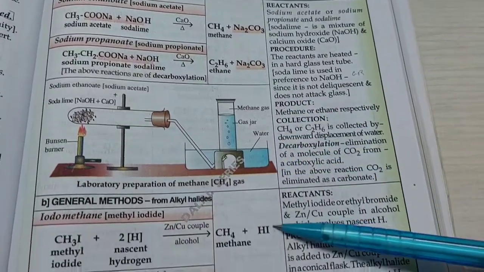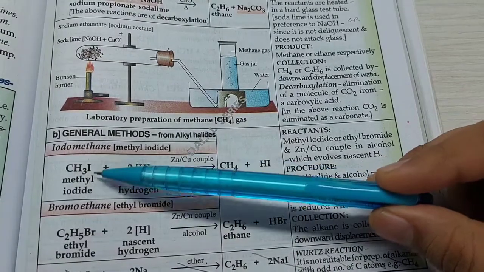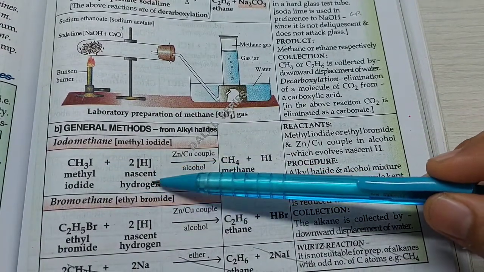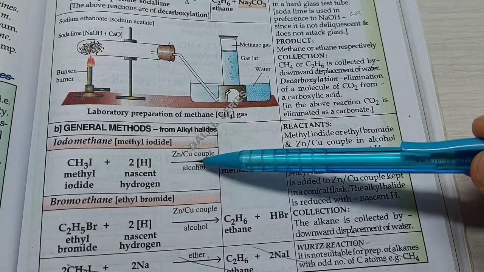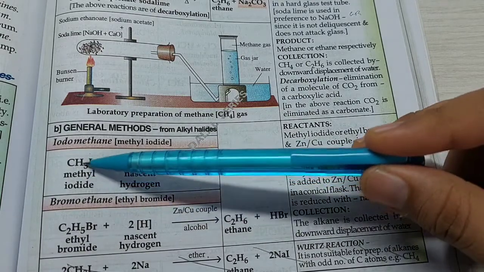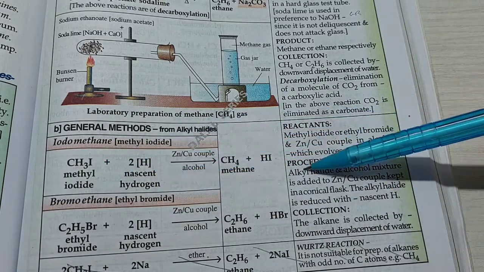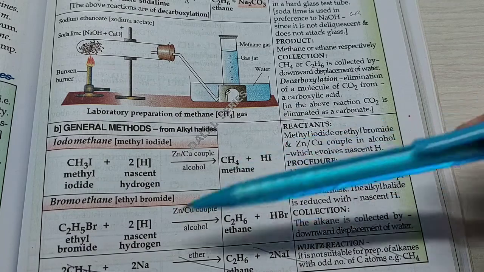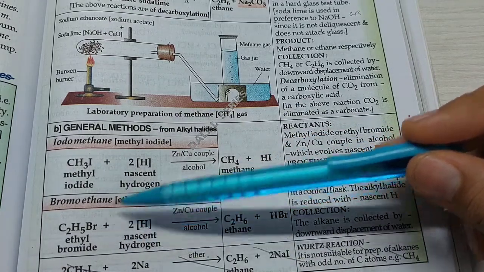What about the general method of preparation? So we take iodomethane, also called methyl iodide, and react it with nascent hydrogen, which will be produced by alcohol mixed with zinc copper couple. So this nascent hydrogen will attack it. One hydrogen will attach to the methyl to form methane, and the other hydrogen will steal away the iodine. So that's another way of preparing methane. Same logic applies for the preparation of ethane from ethyl bromide or ethyl iodide or anything like that.